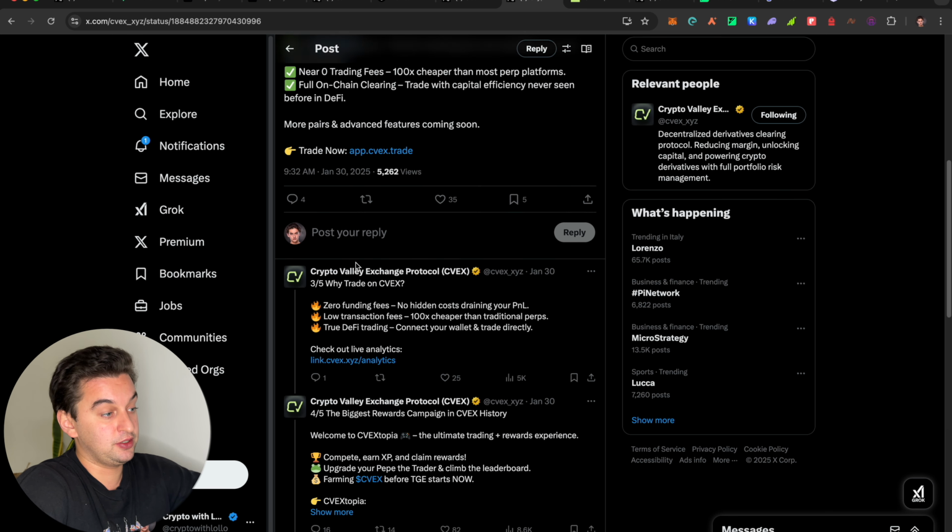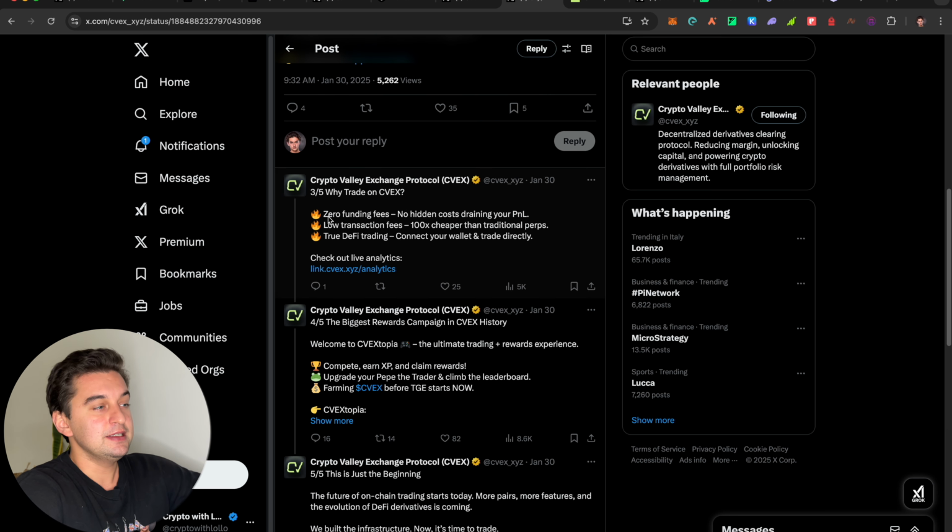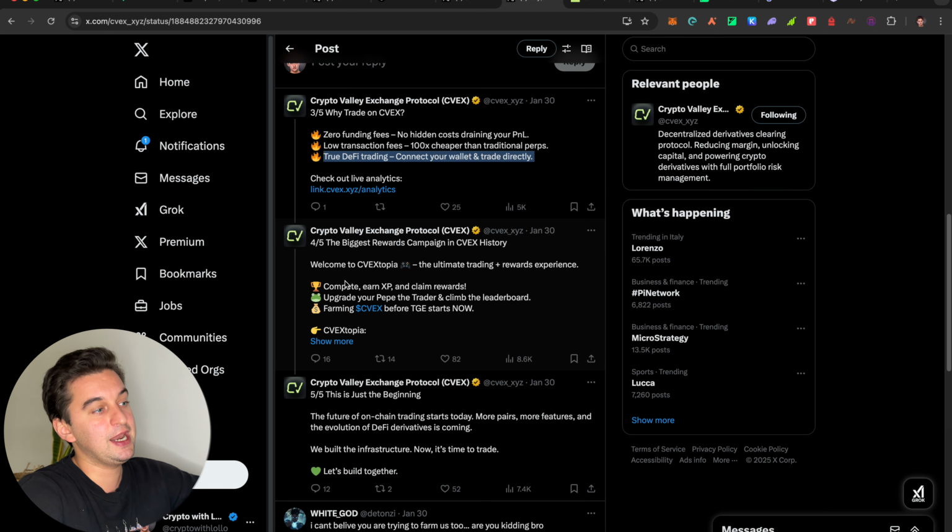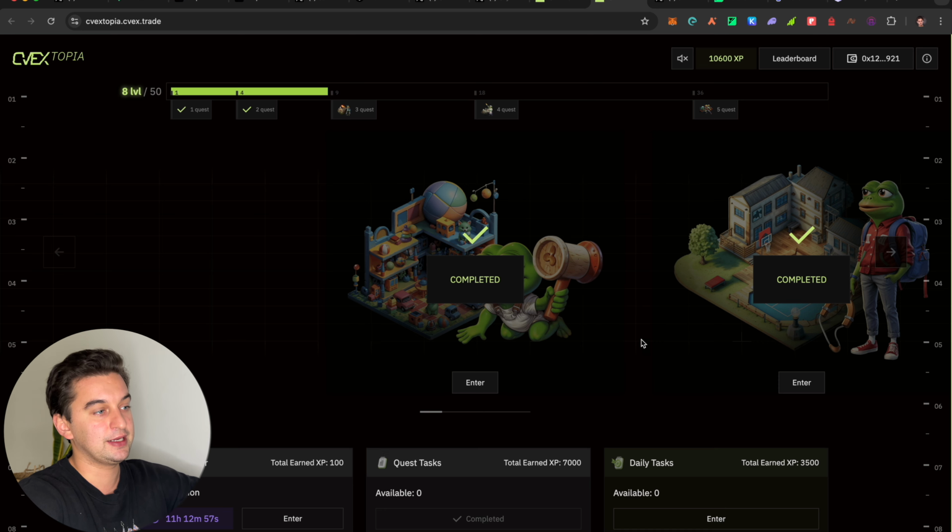They start off with Bitcoin and Ethereum. Zero funding fees, no hidden cost draining your profit and loss, low transaction fees, 100% cheaper than traditional perpetual and true DeFi trading, and they claim to be one of the best. Well, now you can go and earn your XP, your airdrop allocation, by simply trading. Once you go to the tab over here, you can open a long and a short, and on the reward campaign, if you click on it, you will be redirected over here.